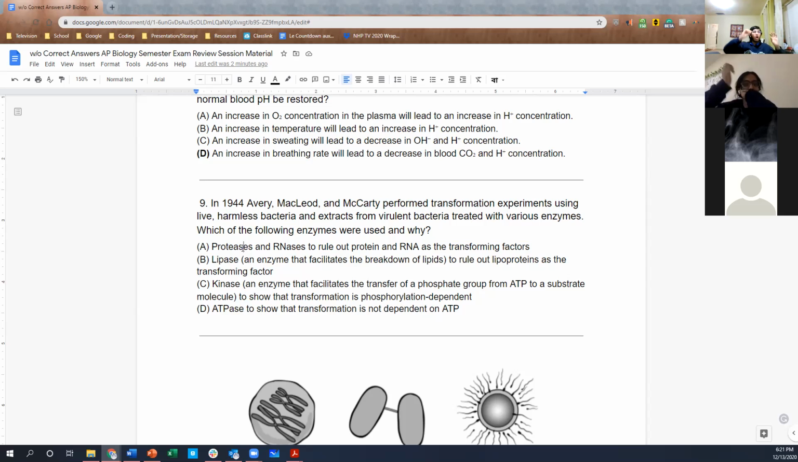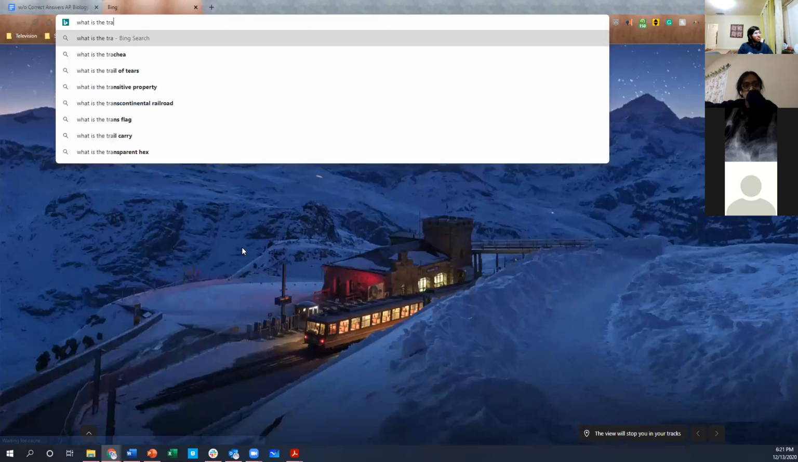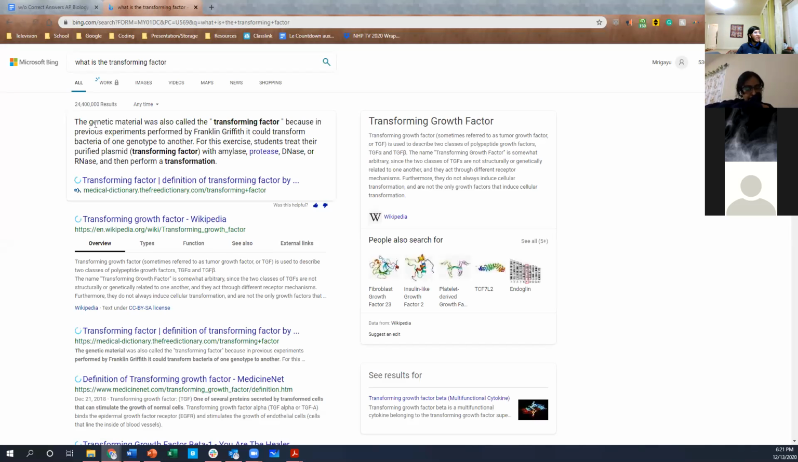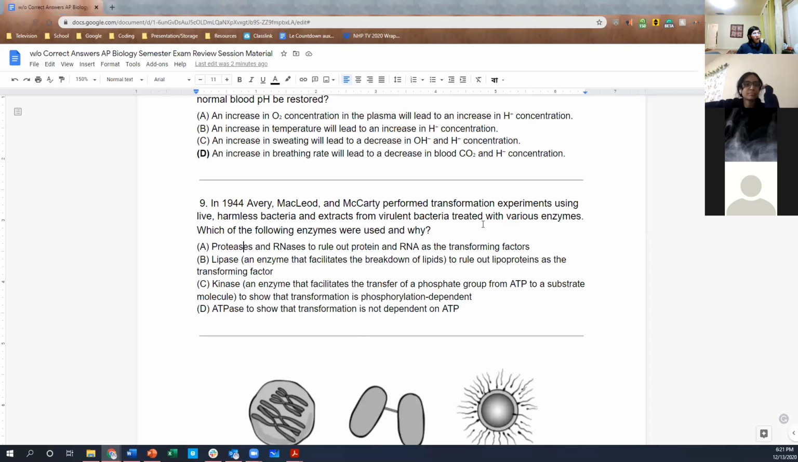So essentially, we know that RNA is the transforming factor, right? Transforming factor, it's genetic material. Yeah, I just wanted to confirm that. Sorry. So, RNA, if RNase was put in there, then the transforming factor would be gone, and we would notice an effect. So RNase is our experimental group, I guess you could say, or positive control, as some people would say. And then protease is going to break down protein. And then if we see that nothing happened, that means protein isn't the transforming factor. Thus, protease would be our negative control group, or just our control group.